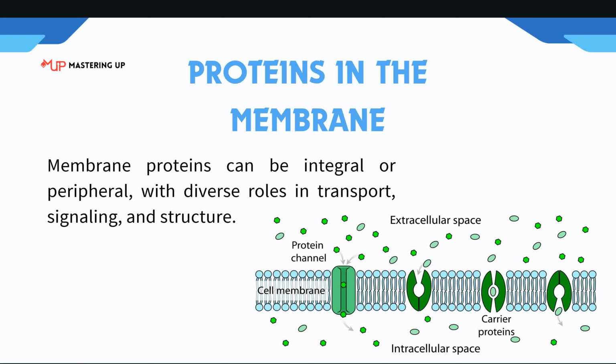Now let's see the proteins in the membrane. Proteins are an integral part of the plasma membrane. They come in two main types: integral proteins, which are embedded within the lipid bilayer, and peripheral proteins, which are attached to the surface. These proteins perform a variety of functions, including transporting molecules across the membrane, serving as receptors for signaling molecules, and they also provide structural support.